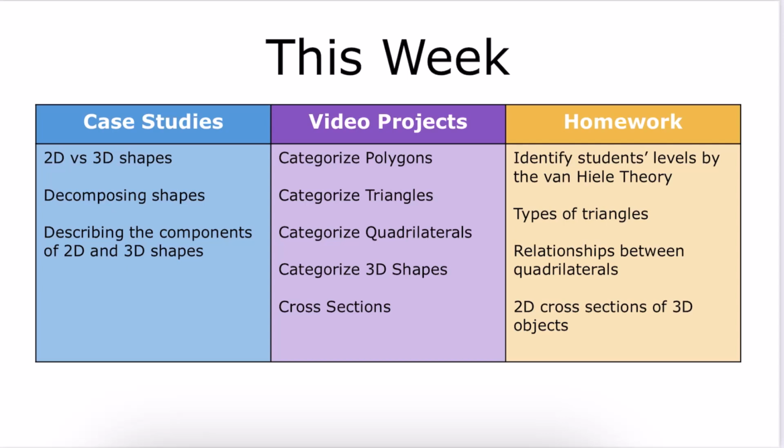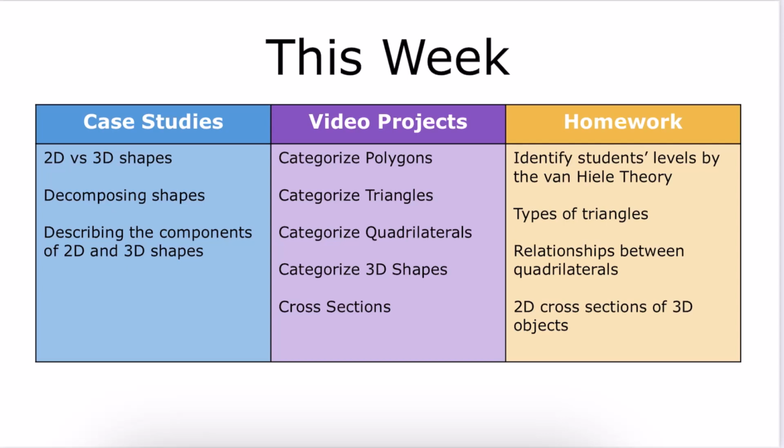And then your homework will have 3 different topics. So the first one is that you'll read through some other case studies, which are different than the case studies that you're doing for the case study assignment. And you're going to identify what level of the Van Hiele theory the students in that case study are at. So I'm going to talk about the Van Hiele theory in just a second, but that's the first part of your homework.